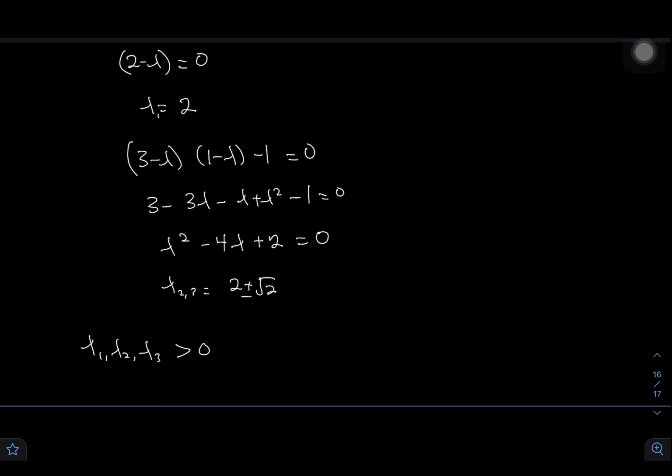Okay, and once you have all the eigenvalues being greater than 0, it means the product is also going to be positive. They have the same signs, so you're going to have a positive delta, right? And that is an elliptic PDE. So we have an elliptic PDE.